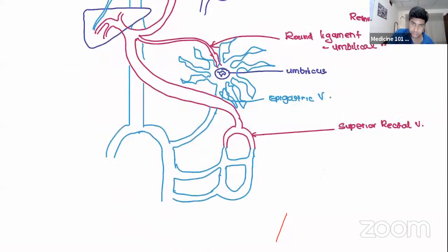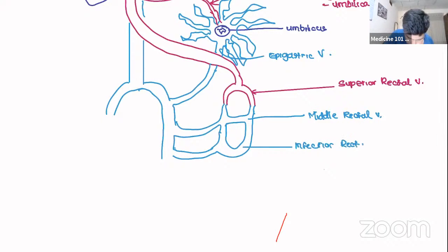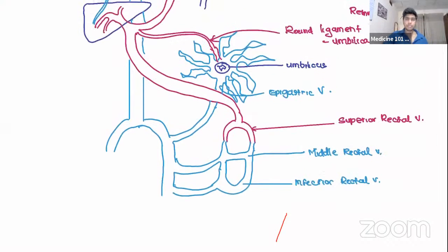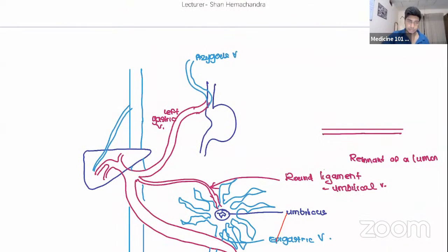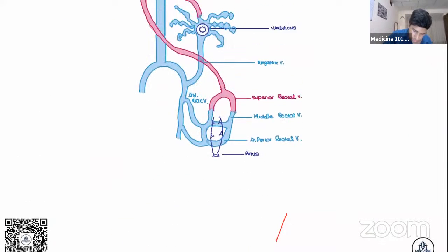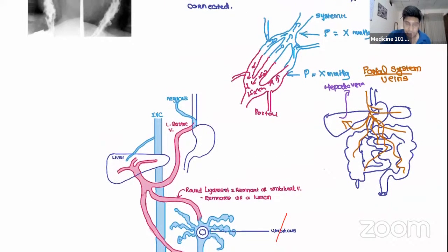Okay, the next thing is the superior rectal vein. And there's two more branches from the systemic circulation called the middle rectal vein and the inferior rectal vein. Now, let's take a look at what happens here. So I'm going back to the image I did previously.